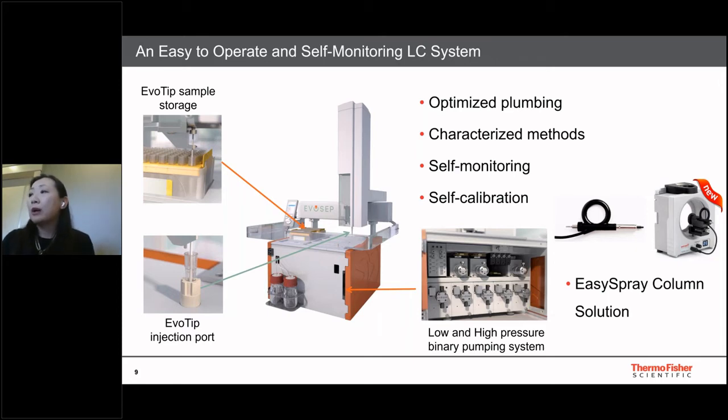It is an easy-to-operate and self-monitoring LC system that offers optimized plumbing and characterized methods, as well as self-monitoring and self-calibration functions. We're happy to share that, in collaboration with the Evosep team, we introduced a newly optimized gradient for our EASY-Spray ES806A column designed for plasma protein profiling. You can easily position the column in our EASY-Spray ionization source with an integrated column heater.